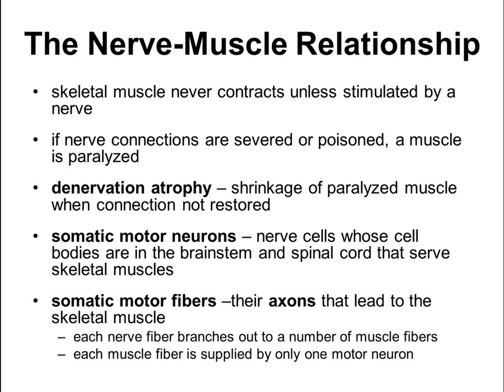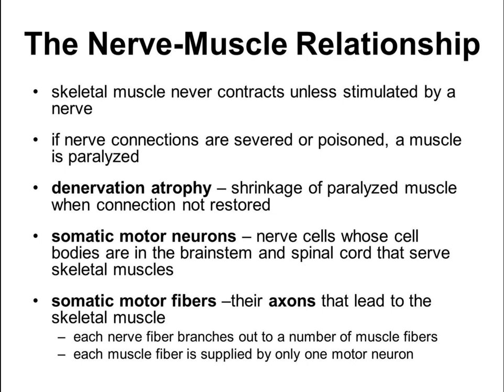If nerve connections are severed or poisoned, a muscle may be paralyzed, meaning it will no longer work. Denervation atrophy is the shrinkage of a paralyzed muscle when the connection is not restored.